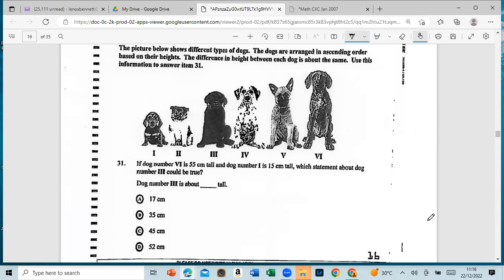35. 35. Everybody's so uncertain. Oh, you got it. That's what I'm working on. Yeah, I love how you guys are excited about maths. Everyone agree that it is 35? Because that seems to be the consensus.